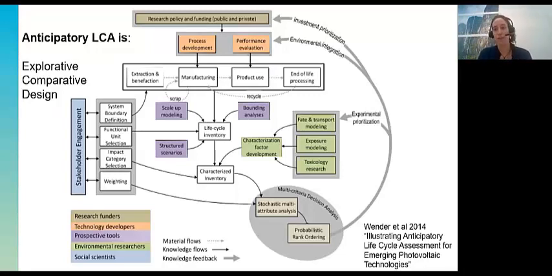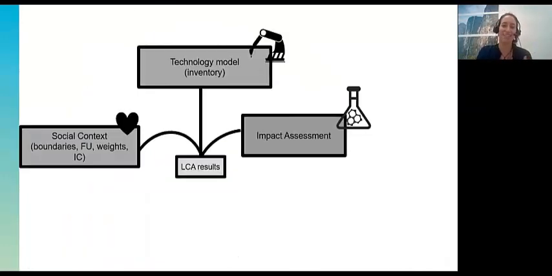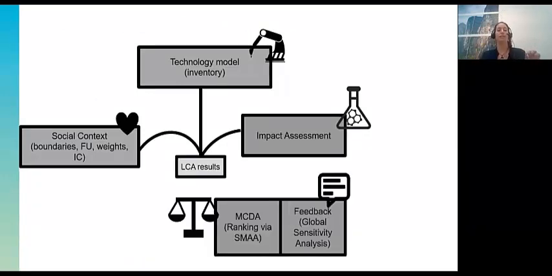On the left, with the little heart, we have the social context. This is the functional unit, the boundaries, the weight, which is the stakeholder preferences, the impact categories. What are we going to evaluate about this product or this technology? These components together give you the LCA results, right? But we know that LCA results can be difficult to interpret, particularly in comparative cases.